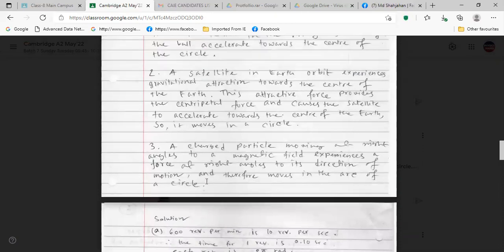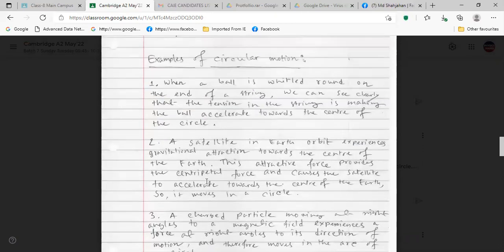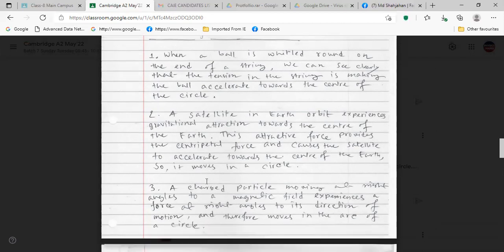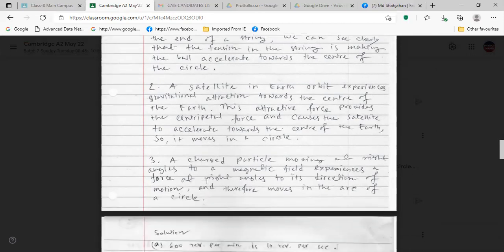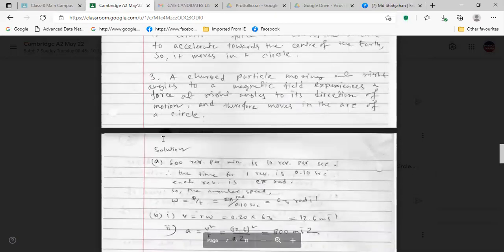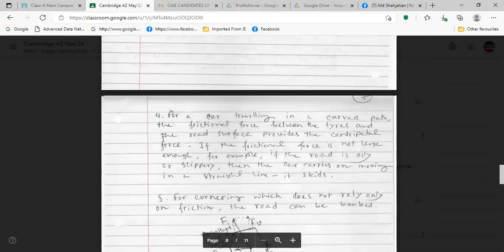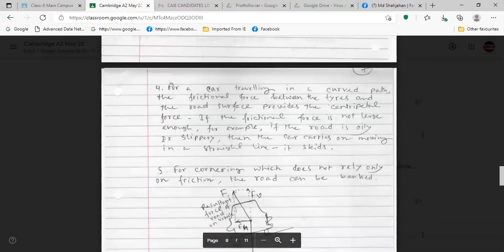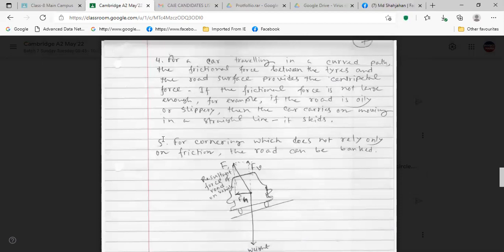Amit. Yes, sir. Hello? Hello? Yes. So you read till here. Up to example 3. Oh, I did not hear that part. You are muted, maybe. Then example four.